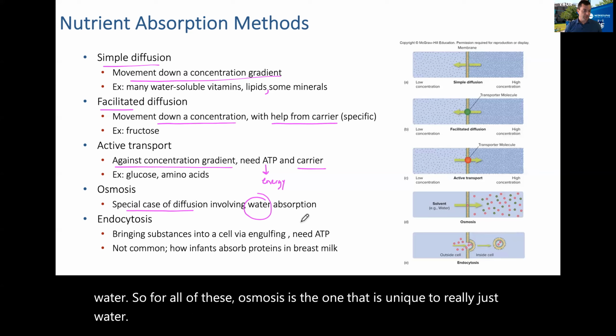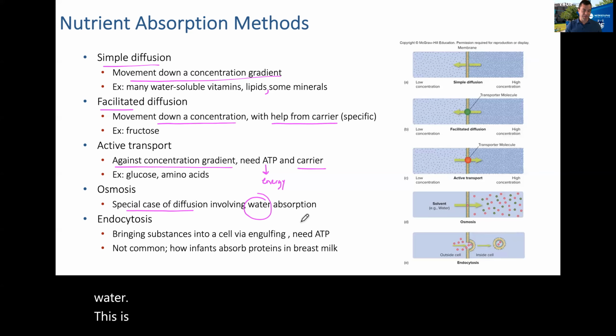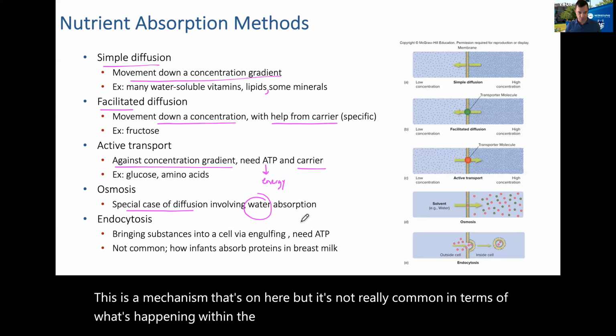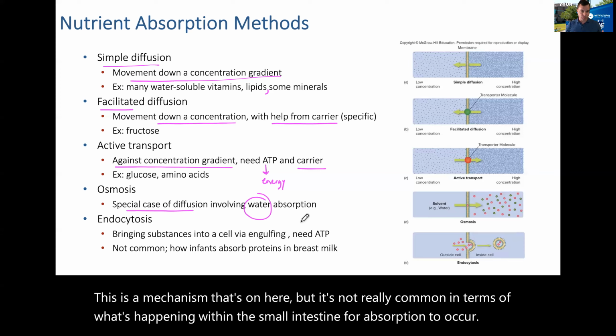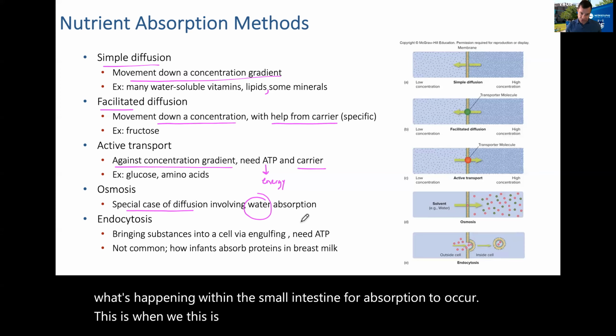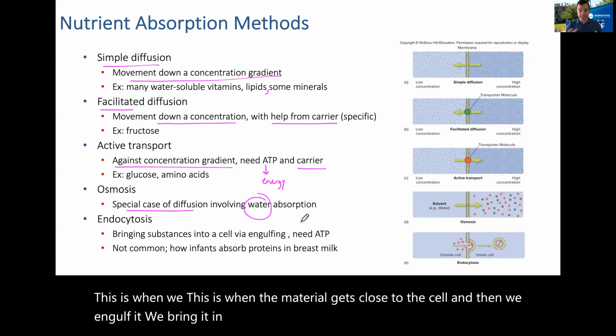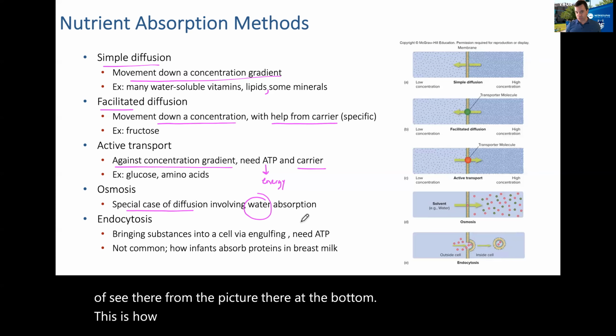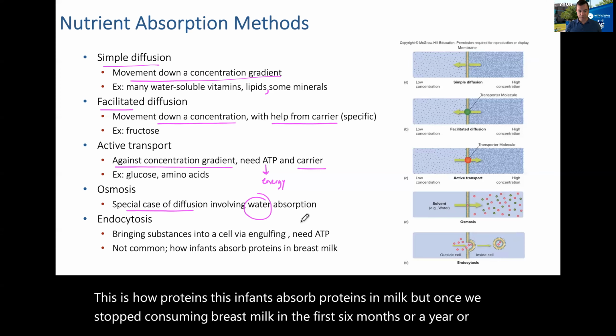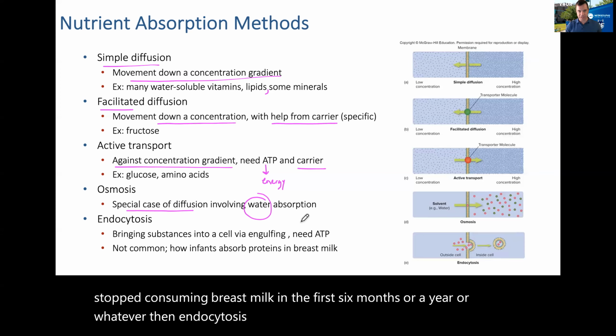Endocytosis is a mechanism that's on here, but it's not really common in terms of what's happening within the small intestine for absorption to occur. This is when the material gets close to the cell, and then we engulf it. We bring it in that way. It's like cell eating, as you can kind of see from the picture at the bottom. This is how infants absorb proteins in milk. But once we stop consuming breast milk in the first 6 months or a year or whatever, then endocytosis is not a huge thing that we need to worry about.